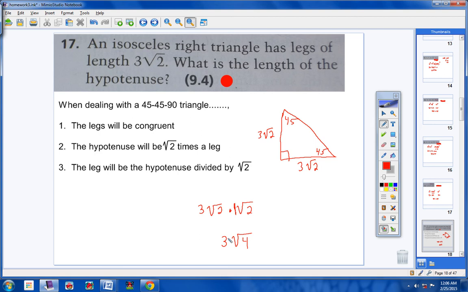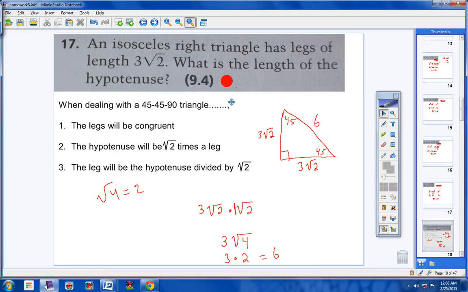Now, we know the square root of 4. That's a perfect square. If I said what's the square root of 4, you would say 2. So instead of having 3 times the square root of 4, I really have 3 times what? 2, which gives you 6. So the hypotenuse would be 6.